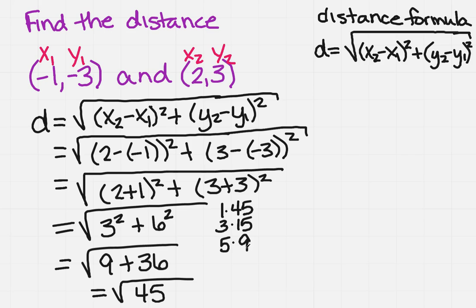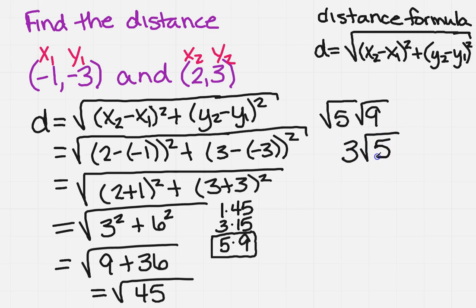So as I'm looking at that, I realize, hey, this last one I just wrote, there's a perfect square in that. So that's going to be the square root of 5 times the square root of 9. And the square root of 9 is 3, and I'm left with the square root of 5. So the distance between the 2 points we have is 3 square root of 5.